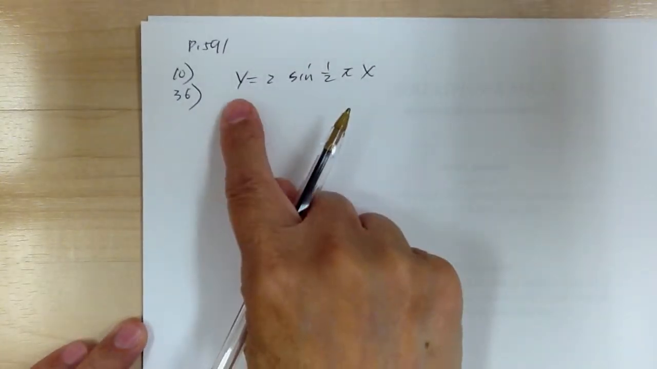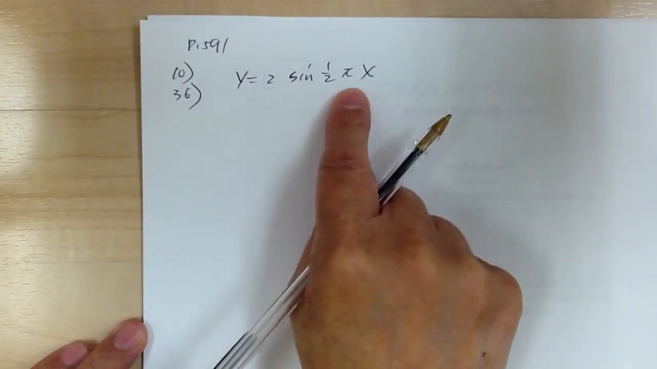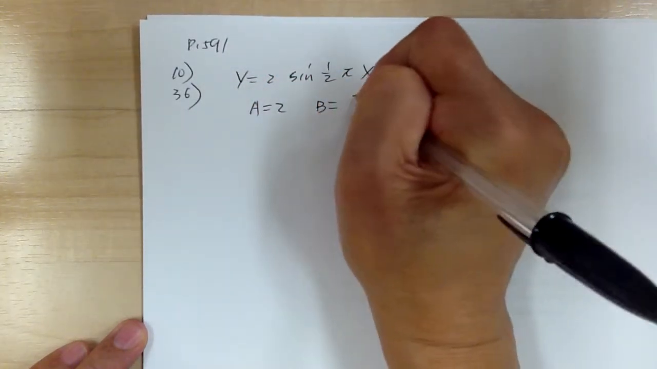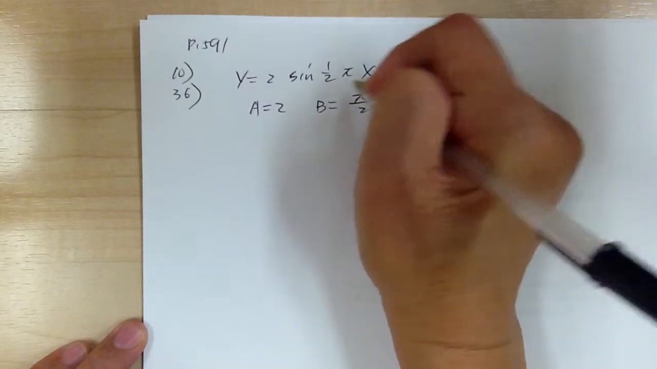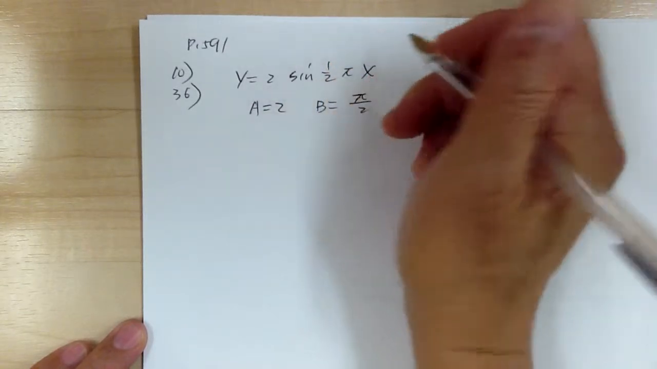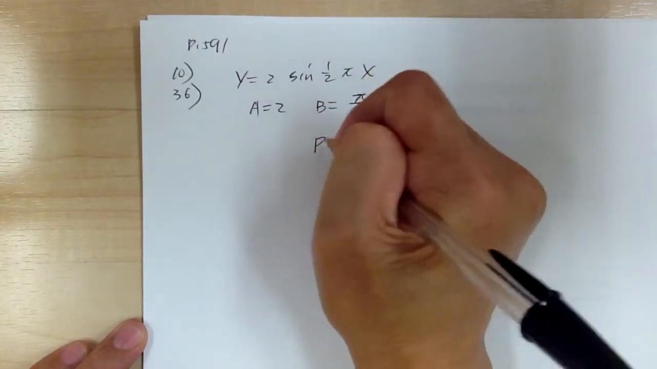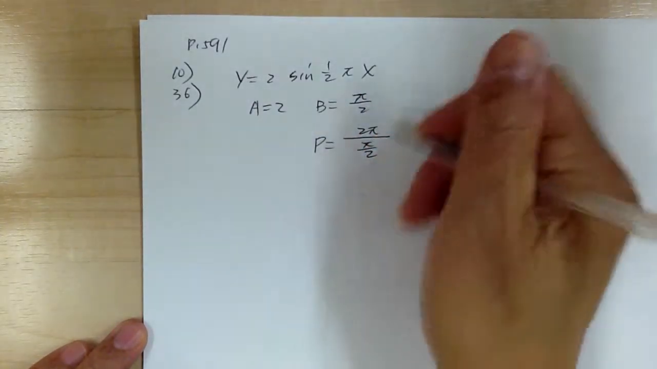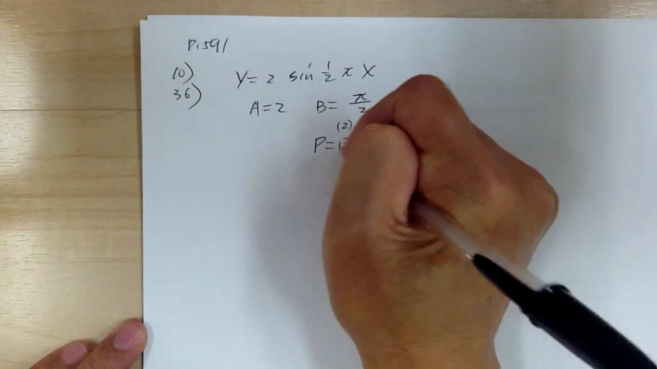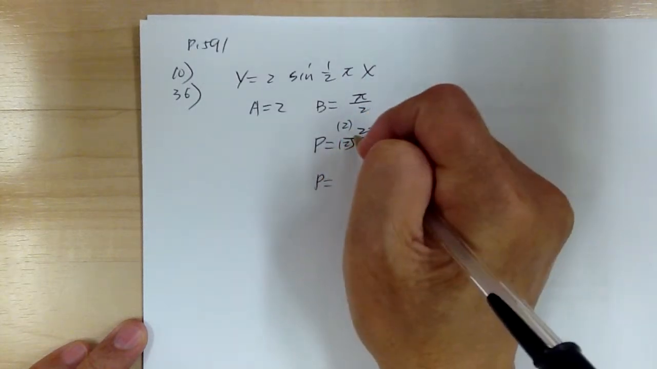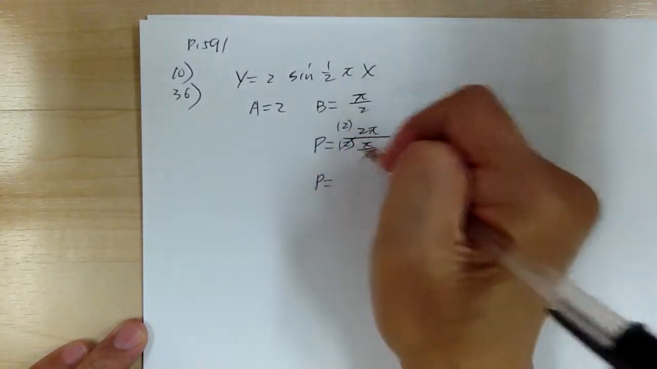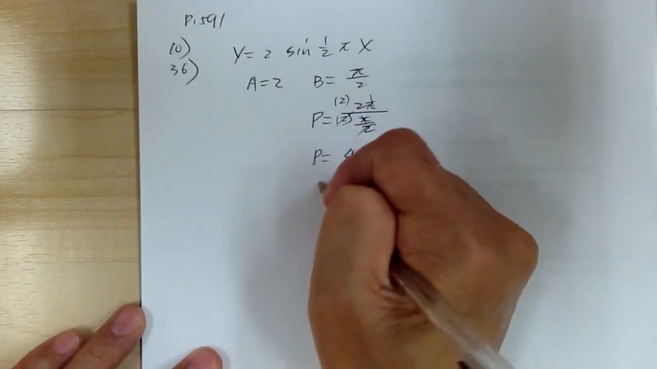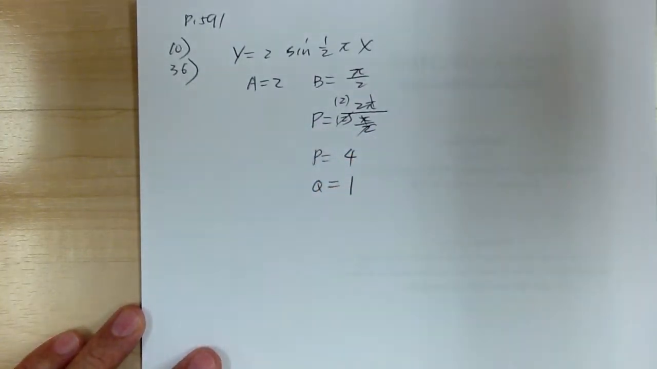Okay, so number 10, you've got y equals 2 sine 1/2 pi x. So a equals 2, b equals pi over 2. Right, 1/2 pi is pi over 2. So period equals 2 pi over b. Again, complex fraction, multiply by the common denominator. So this will cancel with that. And once you do that, then this can cancel out. So period equals 4. So quarter wave is equal to 1.